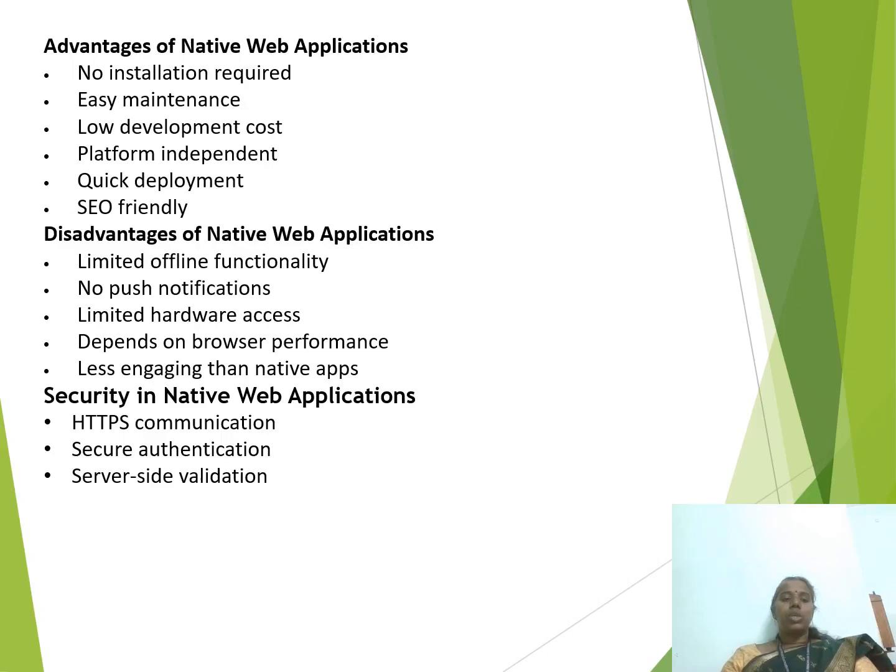And the second one, secure authentication. Authentication verifies user identity. Common methods of secure authentication are username and password, OTP verification, two-factor authentication, then OAuth login, so we can use login by Google and Facebook. It ensures only authorized users can access the system. And the third one, server-side validation. Even if JavaScript validates data, the server must also validate input.